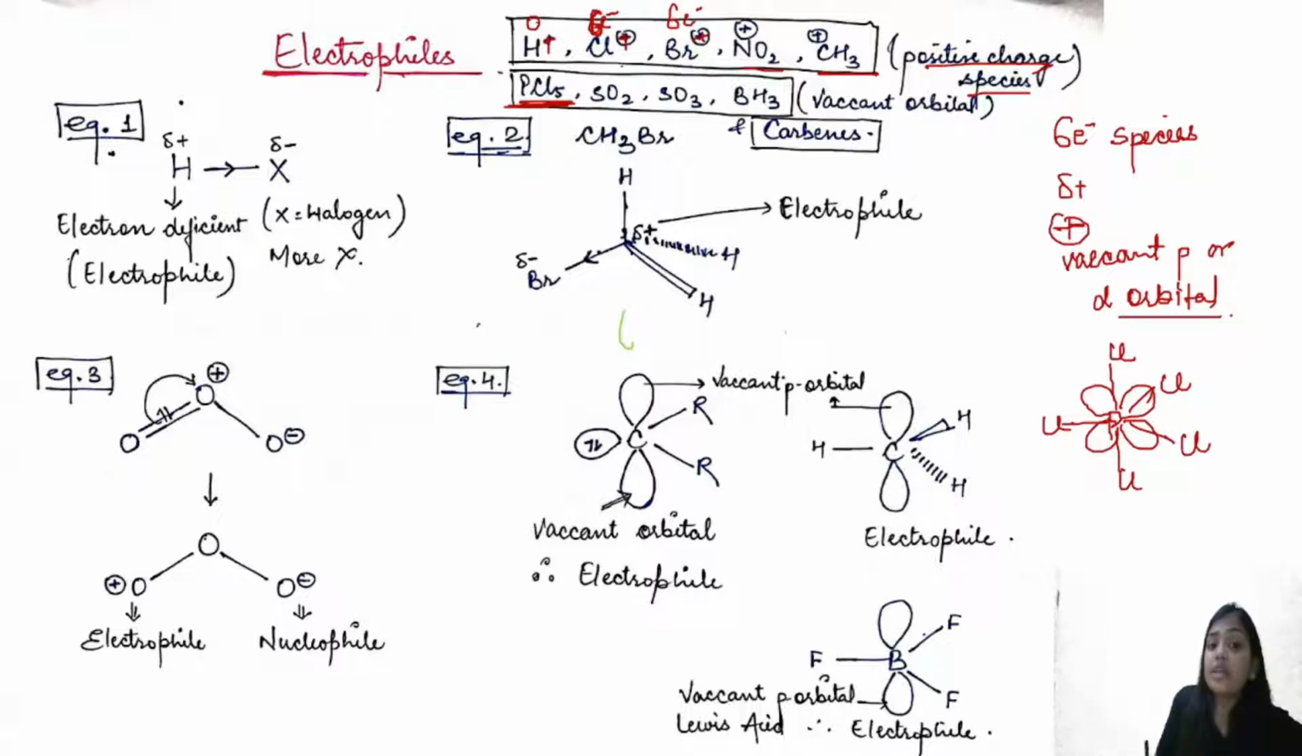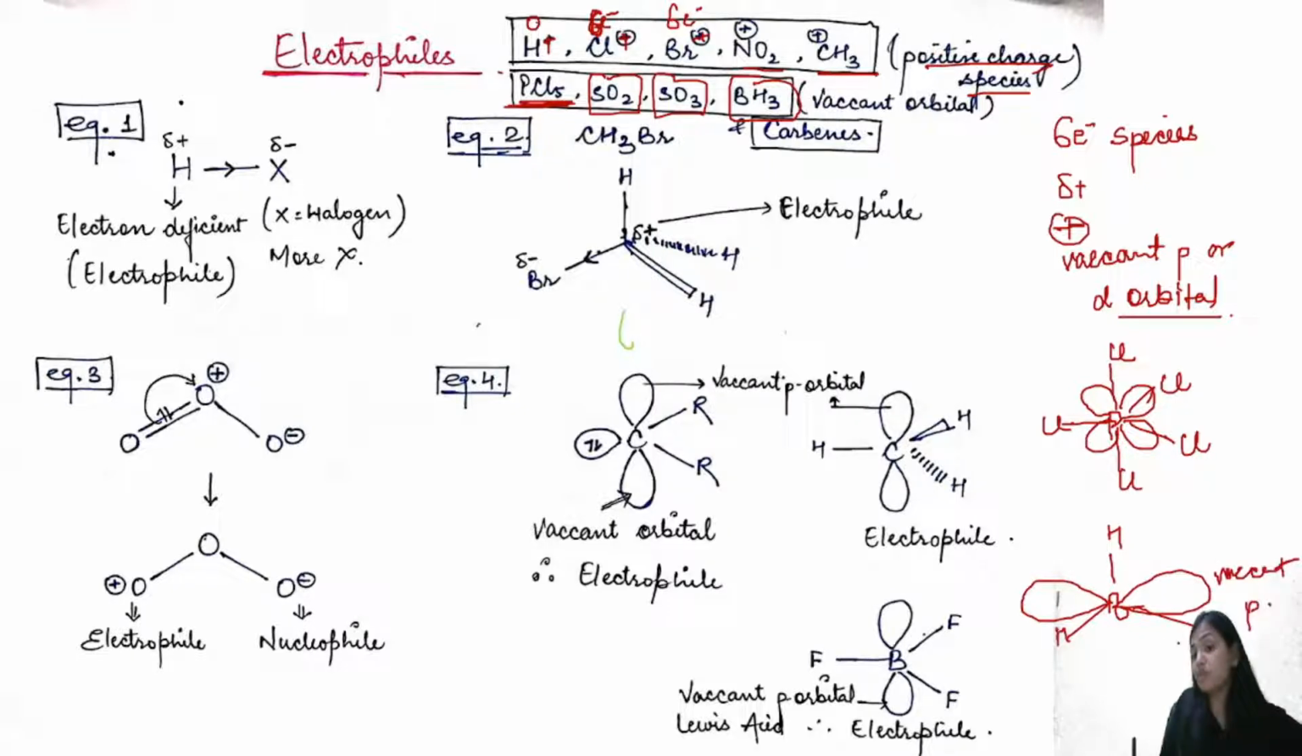I have already given you the examples of SO2 and SO3; they all have the possibility of a vacant d orbital. And this is boron, a period number 2 element. In the case of BH3, if you draw the structure, you will find that boron has a vacant p orbital. So with the vacant p orbital, plus boron being a 6 electron species here, this is said to be electrophilic in nature.